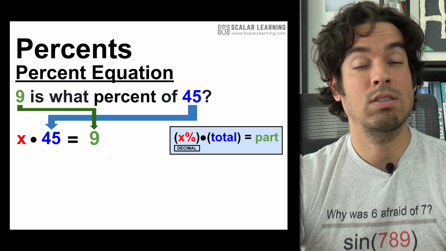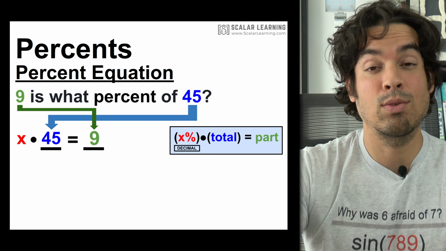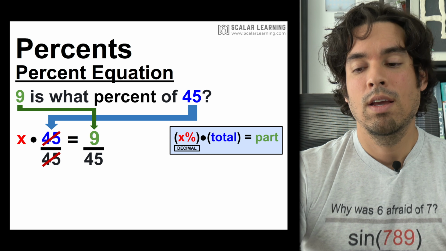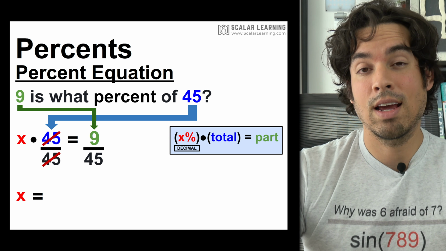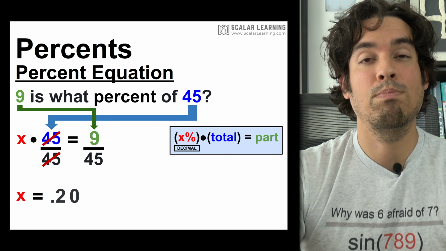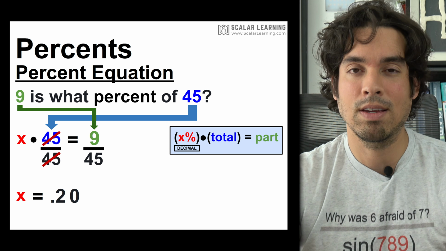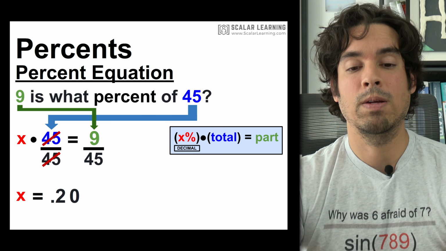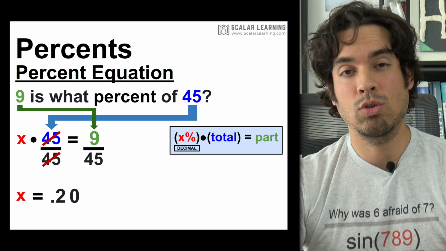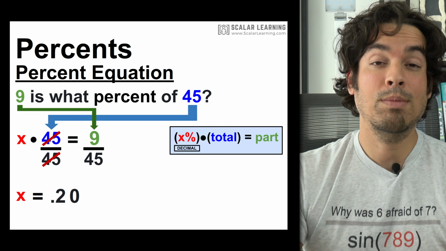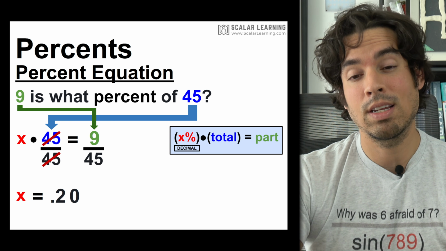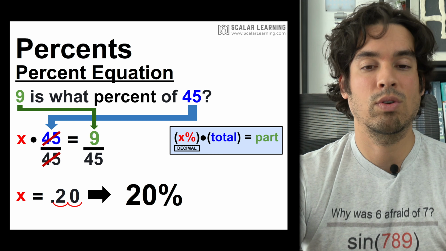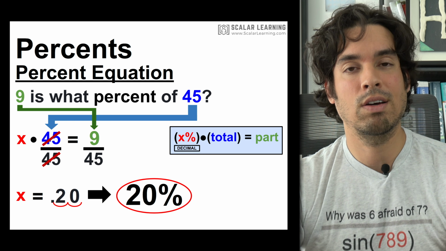Now we have to figure this out simply by isolating. How am I going to get rid of that 45? We divide both sides by 45, cross those guys out. And x equals 9/45, but as a decimal, it is 0.2 or 0.20, same thing, because 1/5 in decimal format is of course 0.20. And then last but not least, to convert it to a percentage, just like before I was moving the decimal 2 spots to the left, now I move it 2 spots to the right, and the answer is 20%. So again, 9 is 20% of 45.